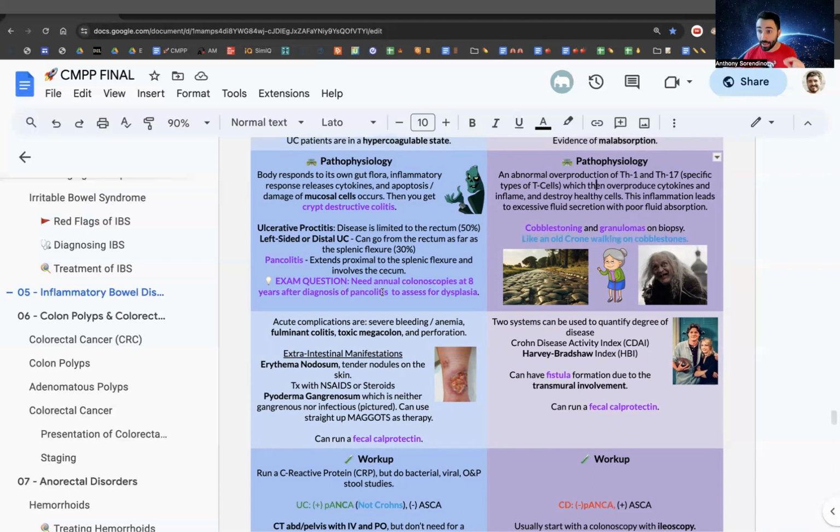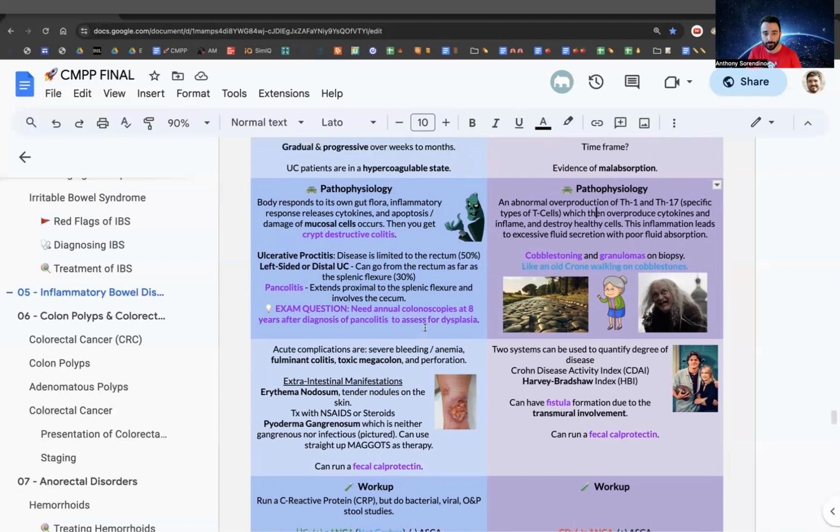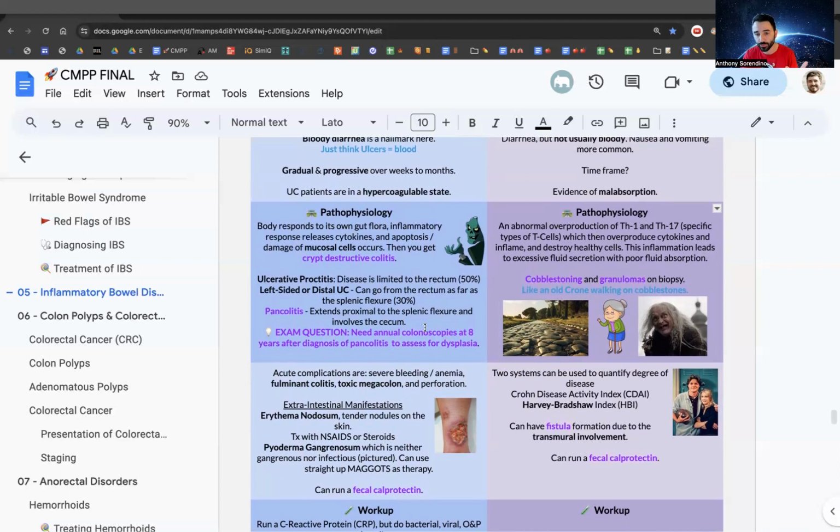If they have pancolitis, they need annual colonoscopies, so we can see the whole colon at 8 years after their diagnosis of pancolitis to assess for dysplasia. So if they're diagnosed, we need to see them in 8 years and see if there's been any cell change. Okay, so big buzzwords for ulcerative colitis.